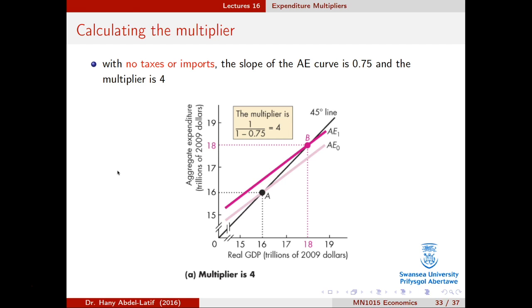So in this example, this is just the example of investment. When investment increased by 0.5, the real GDP increased by 2.